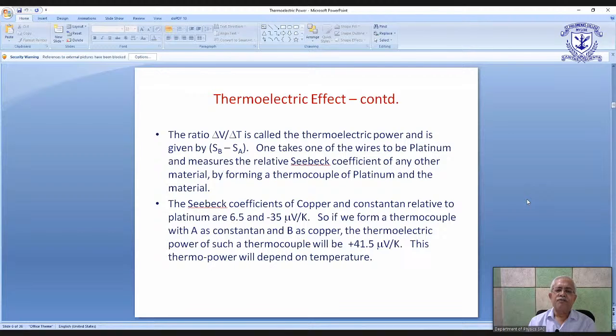So if, for some reason, we want a large Seebeck coefficient, by choosing materials properly we can achieve that target. Once again, I must mention that thermopower S, or the Seebeck coefficient, will depend on temperature; it will vary with temperature.